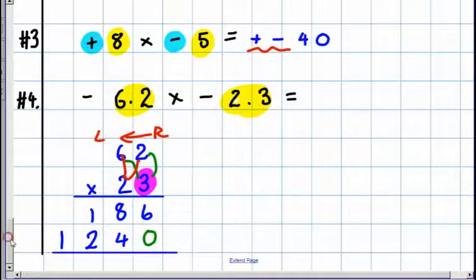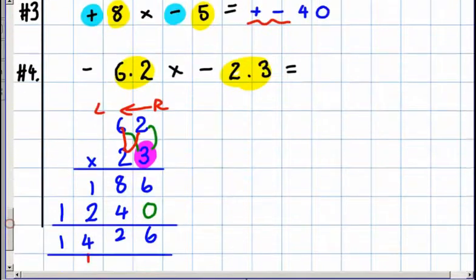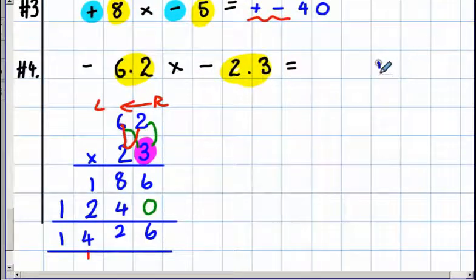Then I add up all the figures in each column. So that's 6. 8 add 4 is 12. So I put a 2 there, carry the 1. 1 add 2 is 3, add that 1 is 4. Nothing add 1 is 1. So 62 times 23 is 1426. I haven't finished by a long shot.